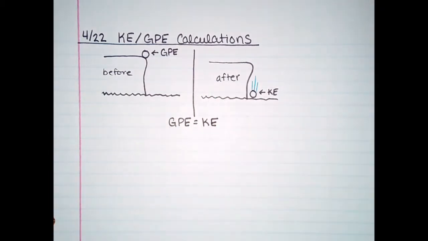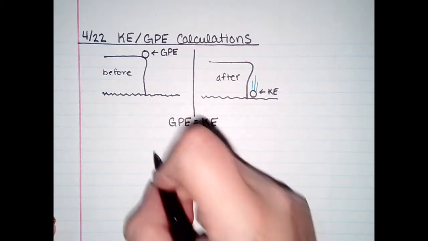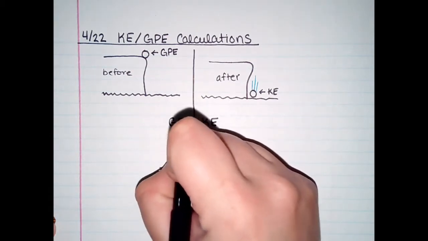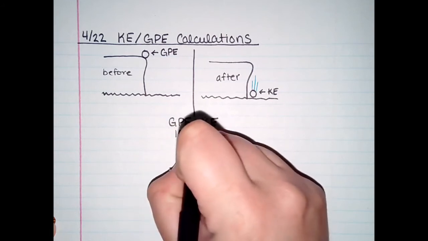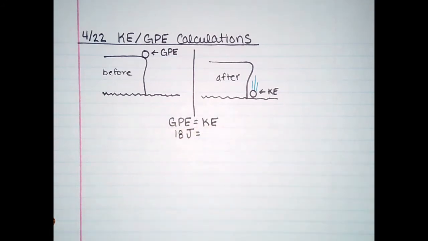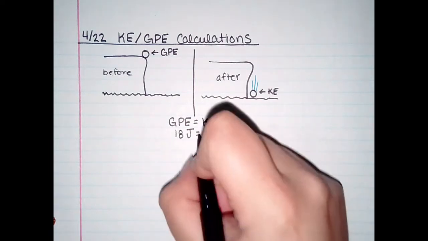So if you're given a problem and they tell you this ball sitting on top of the cliff had 18 joules of gravitational potential energy, how much kinetic energy did it have right before it hit the ground? You know it's got to be 18 joules.